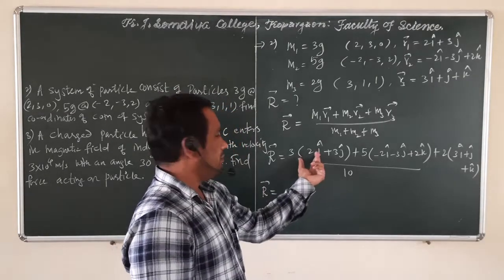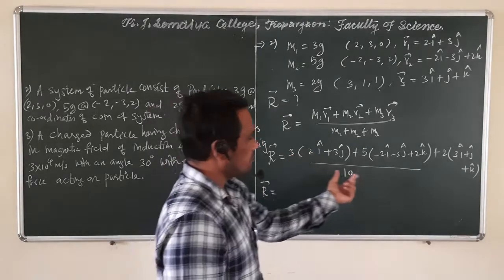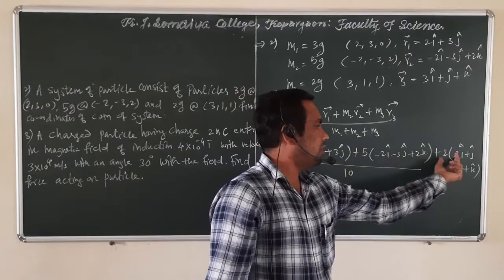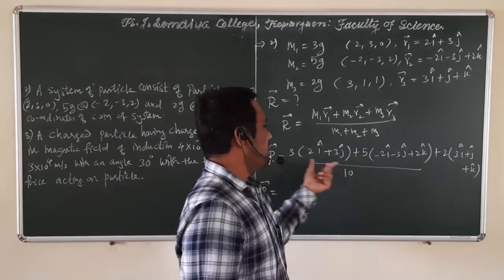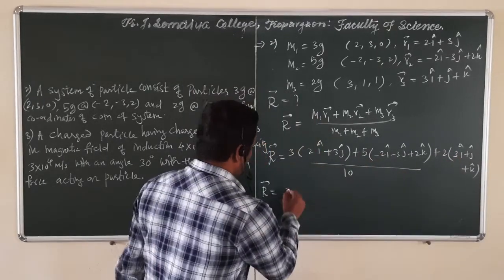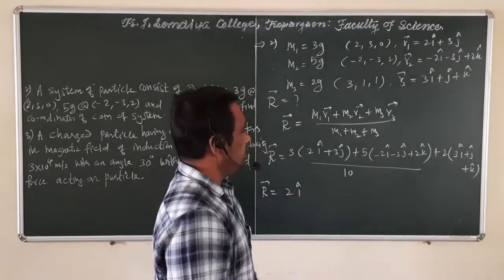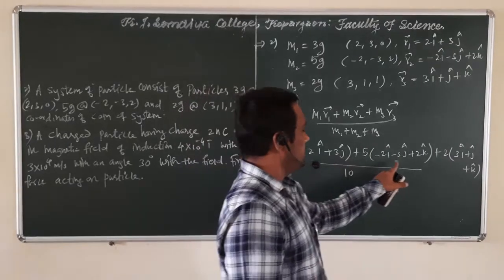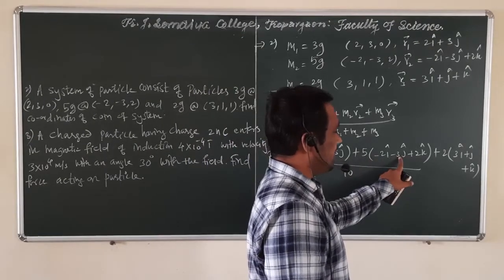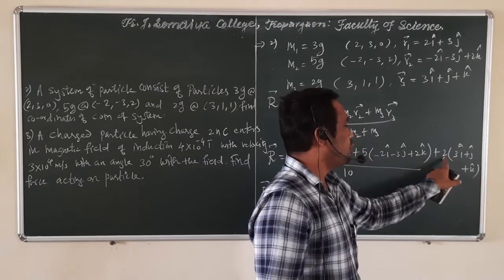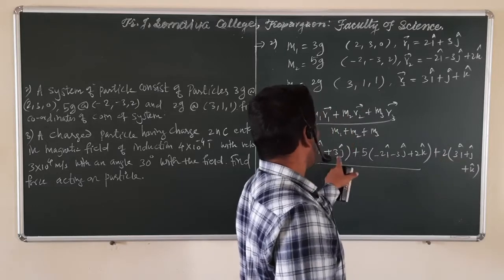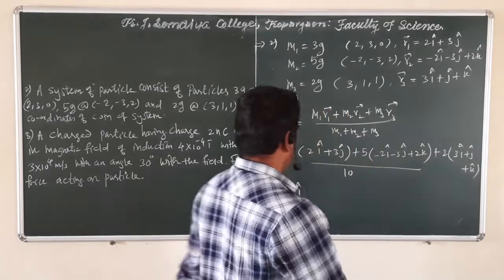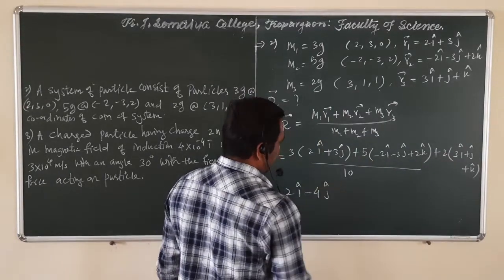coefficient of i cap, here we have 6, here we have -10, and here we have 6. So 12 minus 10, which is 2i. Okay, coefficient of j cap, here we have 9, here we have -15, and here we have 2. So 2 plus 9, which is 11, and 11 minus 15, which is -4 j cap.